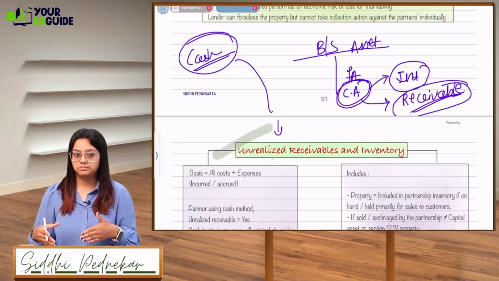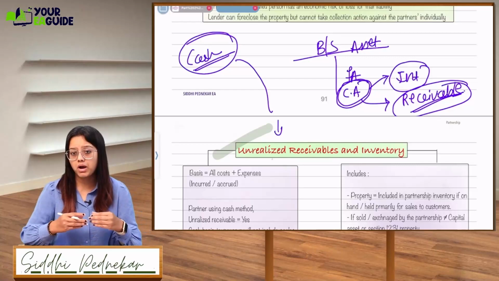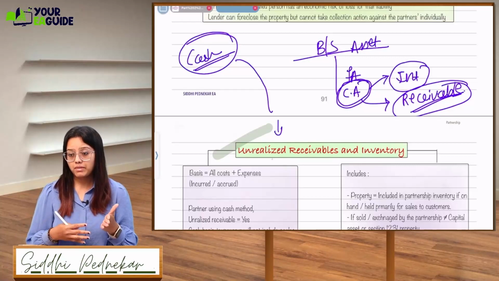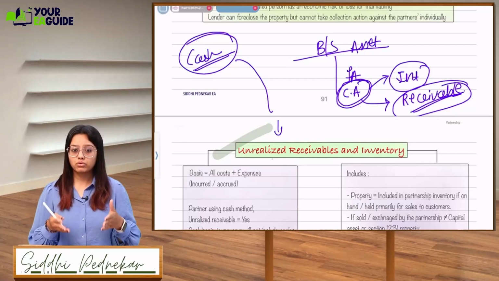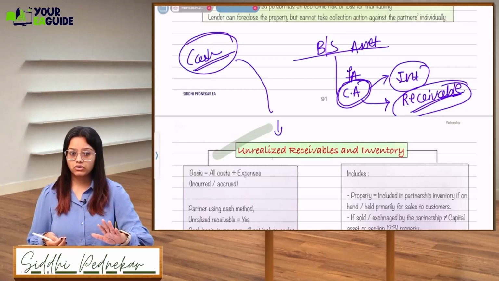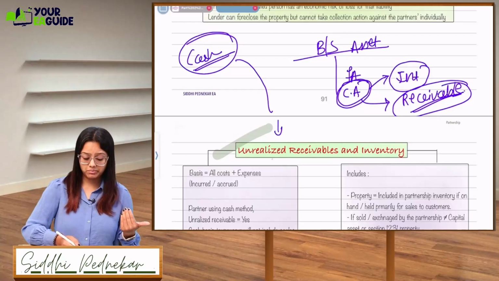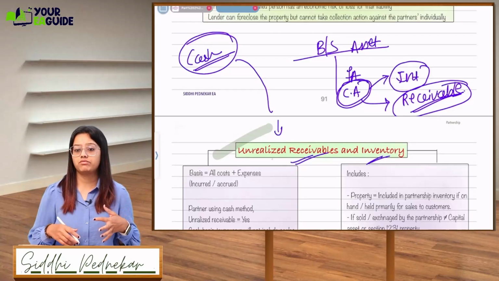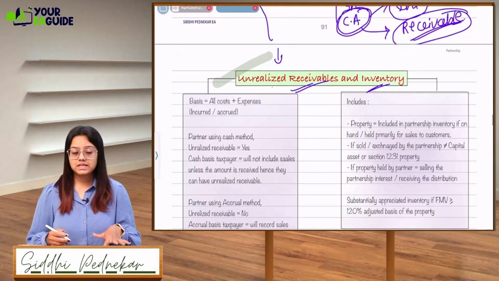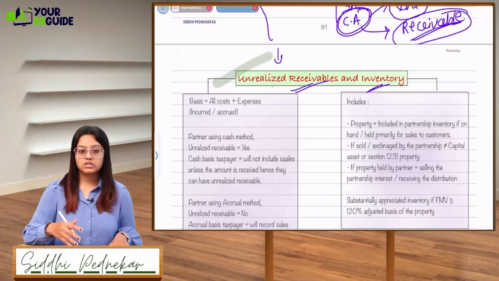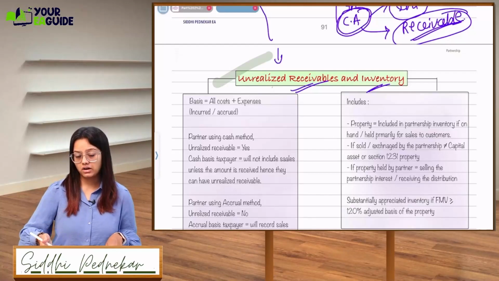Unrealized receivable. But now think from the point of view of the accrual basis taxpayer. If I'm maintaining my books on accrual basis, as and when I sell the goods, I'll record it as a sale and receivable, right? But if I'm cash basis, I will not record it unless and until I realize the cash. So for a cash basis taxpayer, it will be unrealized receivable or unrealized inventory. Basis will be all cost plus expenses which are incurred in case of unrealized receivable and inventory.